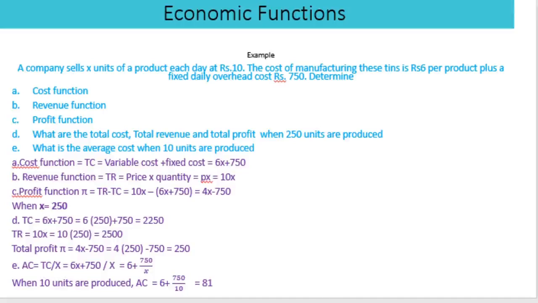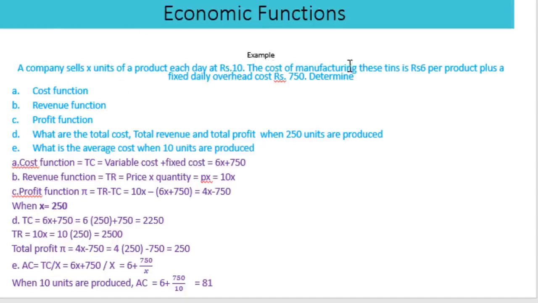Another question is, a company sells X units of the product each day at rupees 10. The total cost of manufacturing these units is rupees 6 per product plus a fixed daily overhead cost of 750. Determine the cost function, revenue function, profit function. What are the total cost, total revenue, total profit when 250 units are produced? What is the average cost when 10 units are produced? These are the questions. Here, the first part is the company sells X units of the product each day at rupees 10. That is, the price of this product is 10.